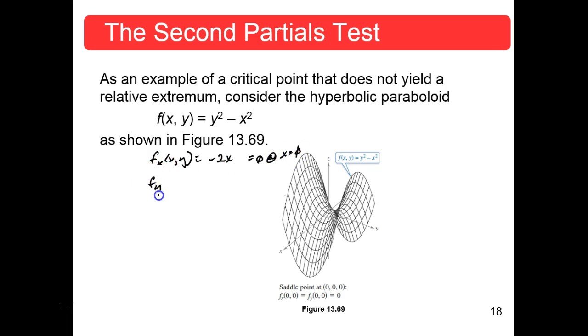Okay, and f sub y of xy would be 2y, and that's equal to 0 at y equals 0, and only, well, there is the point. Now, again, I find this graphic not particularly useful, okay? And then if you took that critical point, 0, 0, and plugged it in here, this is equal to 0 at x equals 0, y equals 0. Okay, so that value, your z, would be 0, and that's why they say 0, 0, 0.